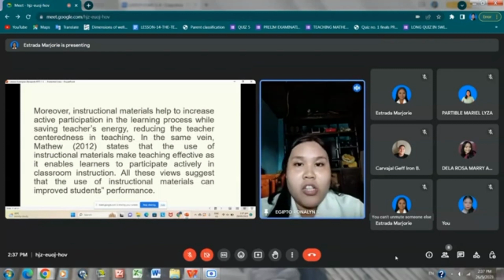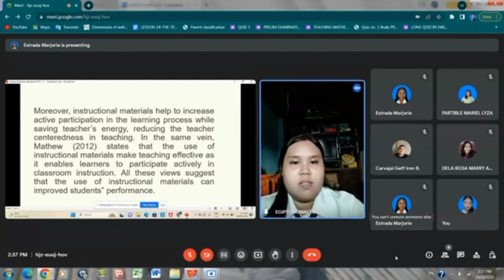Moreover, instructional materials help to increase active participation in the learning process while saving teachers' energy and reducing teacher-centeredness in teaching. In the same way, Matthew 2012 states that the use of instructional materials makes teaching effective as it enables learners to participate actively in classroom instruction. All these views suggest that the use of instructional materials can improve students' performance.